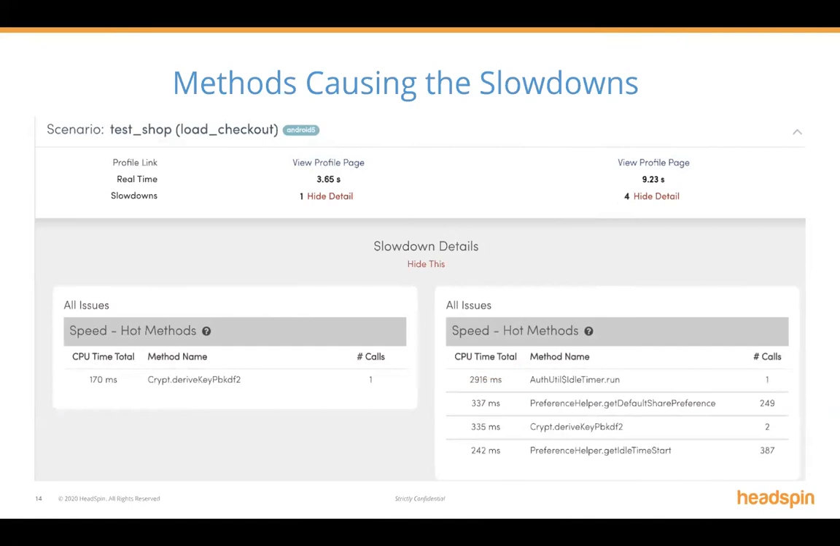lot of CPU cycles. So these methods are taking a lot of the CPU resources, because of which other methods on the UI are not getting enough CPU resources and therefore making the app unresponsive. One such hot method that is taking significant CPU time is the AuthUtil idle timer run. We can analyze this method even further by looking at its call stack.